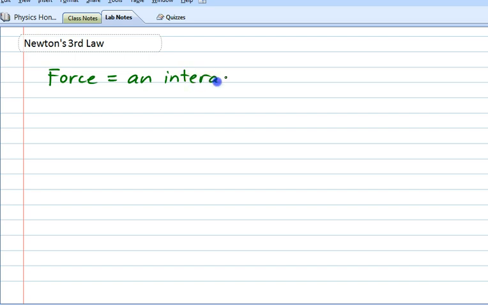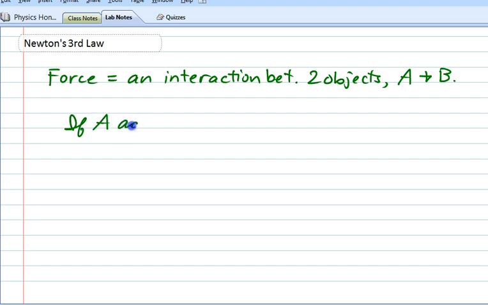So that's really what a force is: an interaction between two objects. Let's call those two objects A and B. What action-reaction says is that if A acts on B, then B reacts on A.